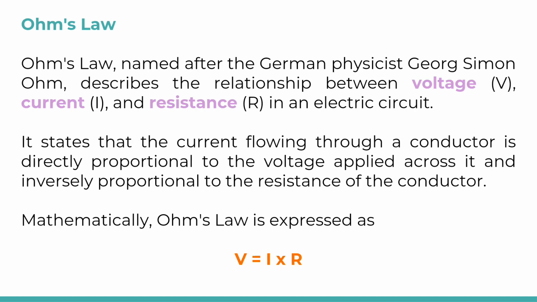Ohm's law. Ohm's law, named after the German physicist Georg Simon Ohm, describes the relationship between voltage, V, current, I, and resistance, R, in an electric circuit. It states that the current flowing through a conductor is directly proportional to the voltage applied across it and inversely proportional to the resistance of the conductor. Mathematically, Ohm's law is expressed as V equals I times R.